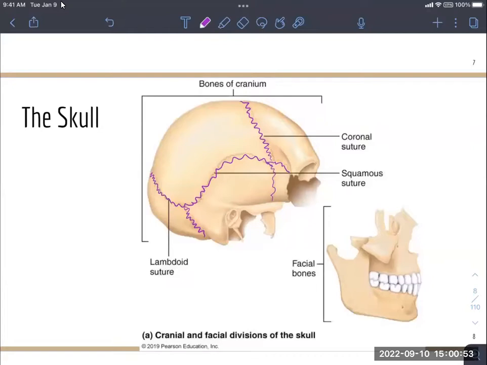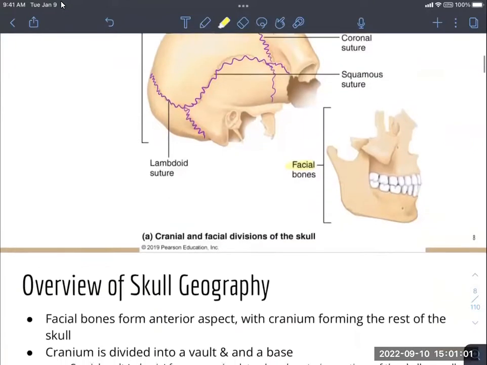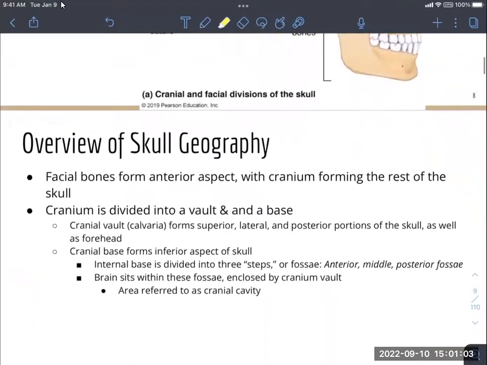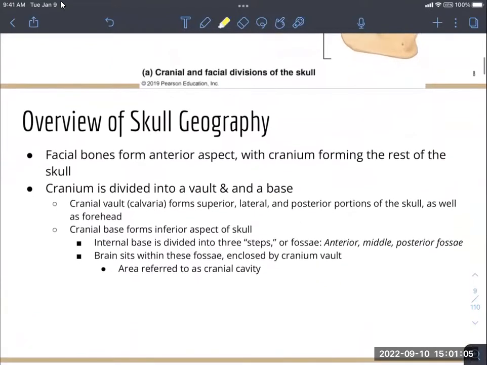So the bones at the top part are what make up your cranium, while the rest of them are facial bones. So your facial bones, of course, they have to be on the anterior aspect because that's where your face is. The cranium is the rest of it in the back. There's two parts. There's a vault to your cranium and a base to your cranium. That's kind of the inside part.